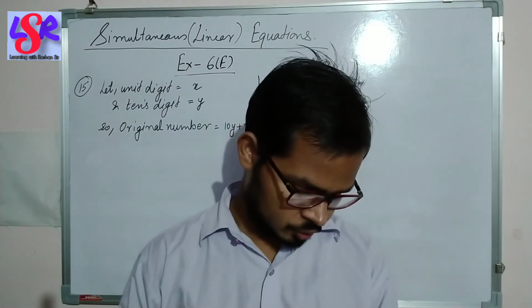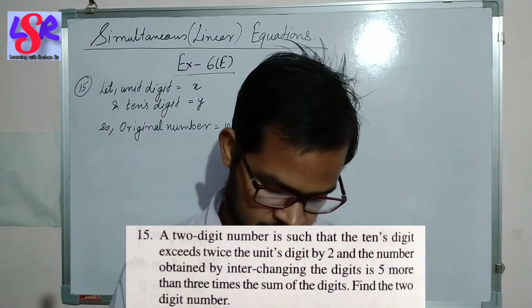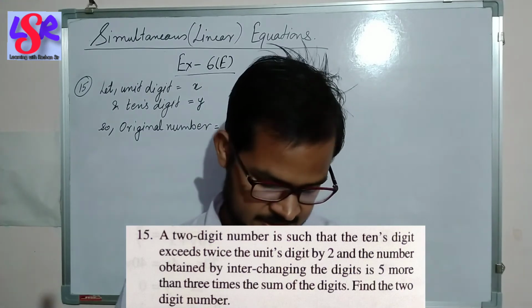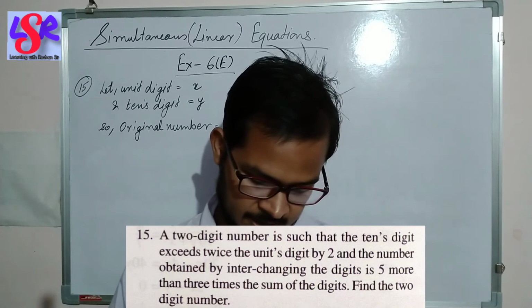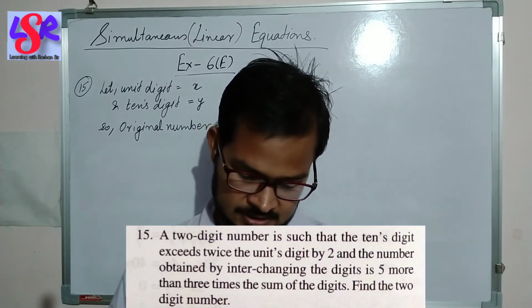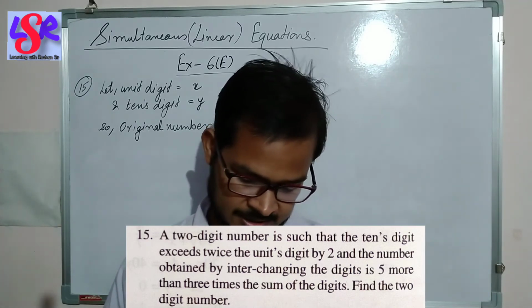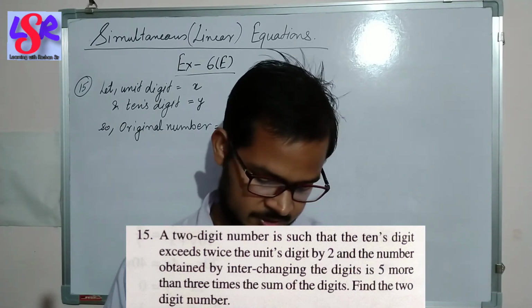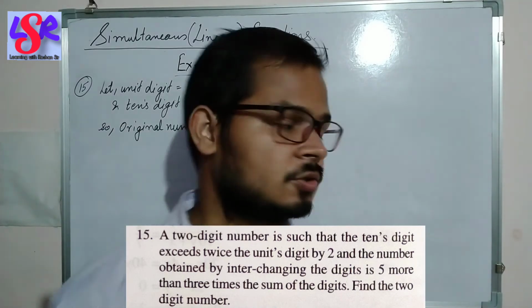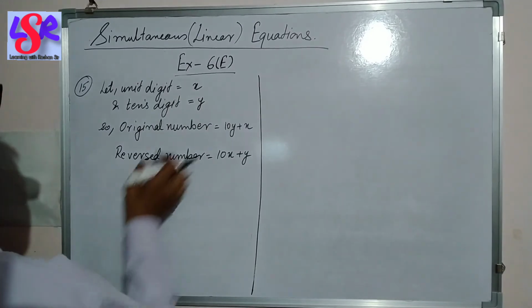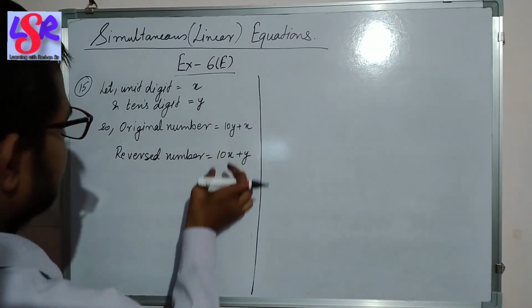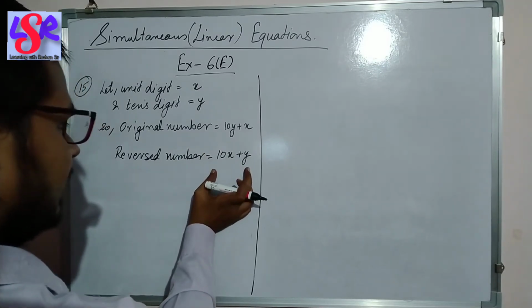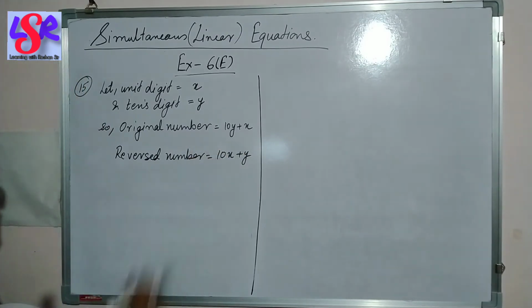Now we're going with question number 15. A two-digit number is such that the tens digit exceeds twice the unit digit by 2 and the number obtained by interchanging the digits is 5 more than 3 times the sum of the digits. Find the two-digit number. So here let the unit digit be x and the tens digit be y. And with these two, the original number is 10y plus x and the reverse number will be 10x plus y, which is obtained by interchanging the digits.